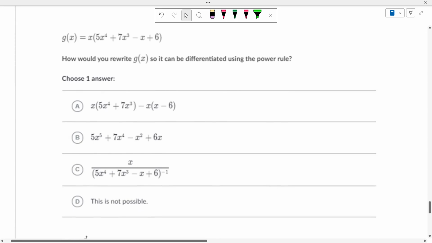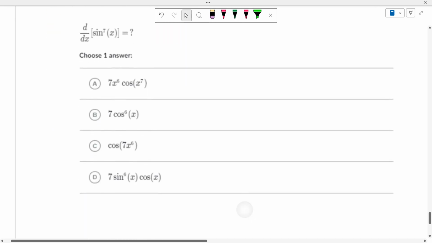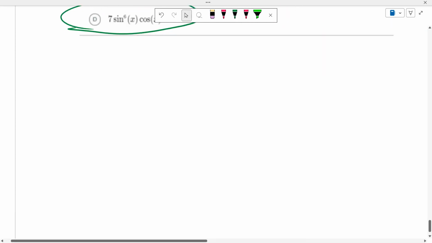How can we differentiate this using the power rule? Well, if we distribute, then we can do the power rule. What's the first derivative of that? Well, it's 7, because really this is the sine of x to the 7th power. So it's 7 sine of x to the 6th power times the first derivative of the inside, which is cosine of x.